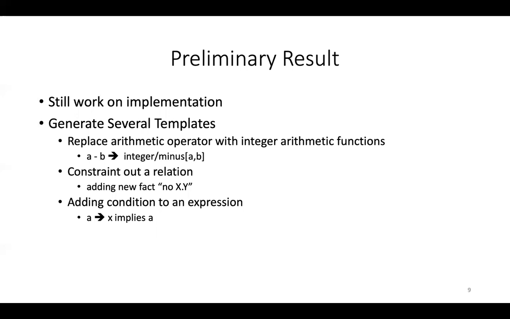The current work is still under implementation, but I already have some preliminary results to show. The first one is to replace arithmetic operators with integer arithmetic functions, like a minus b would be converted to integer minus of a and b. The other one is to constrain a relation by adding a new fact, such as no x dot y. The third one is to add a condition to an expression.